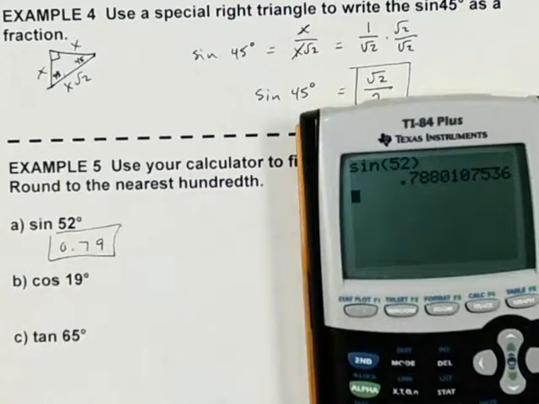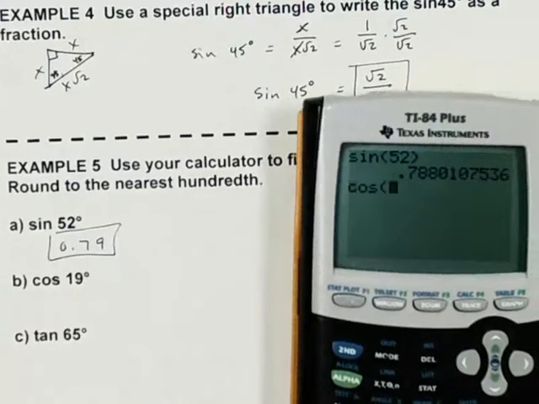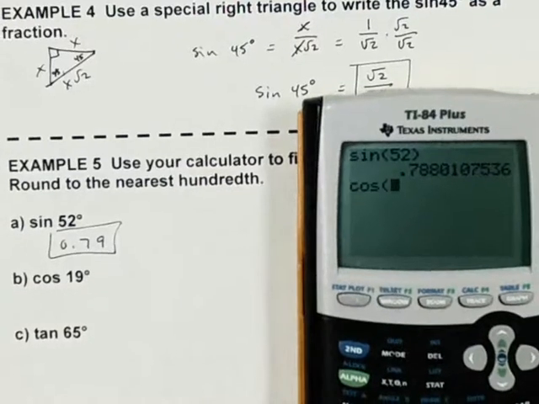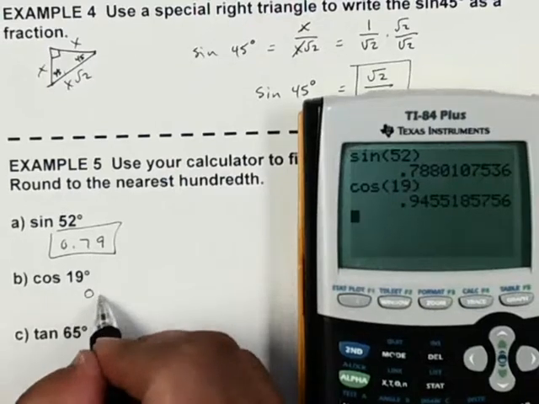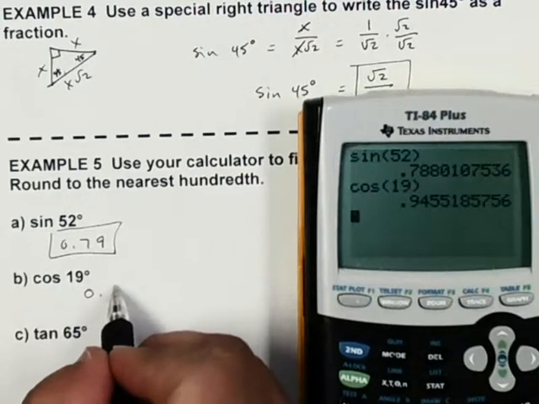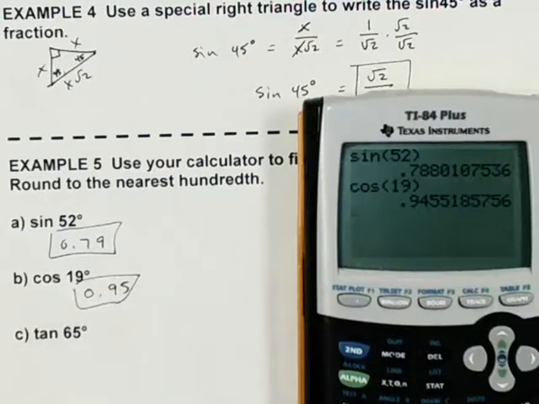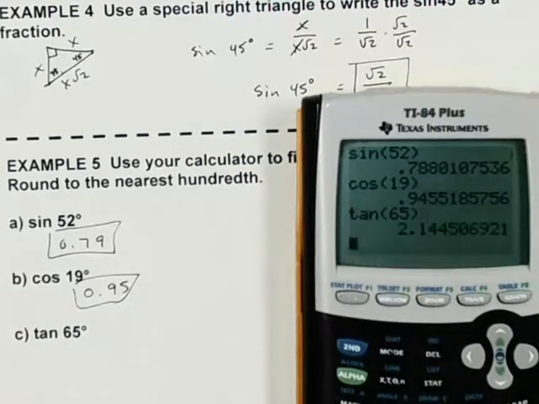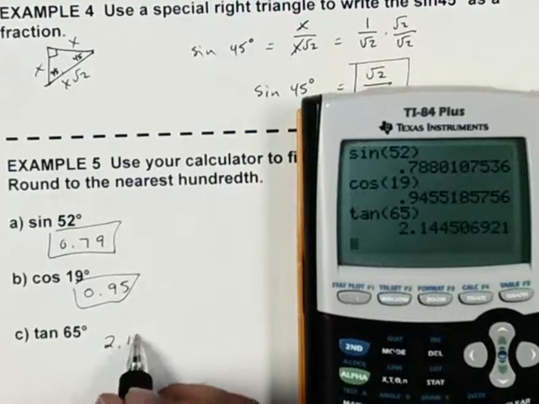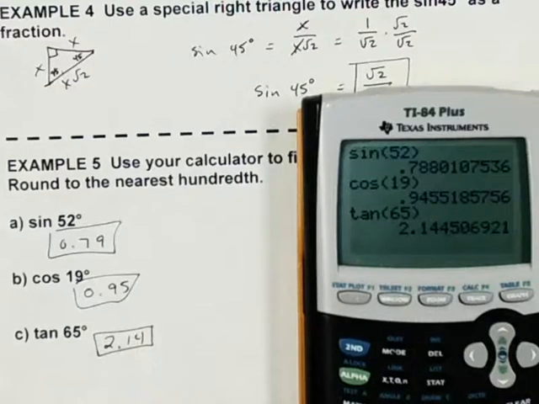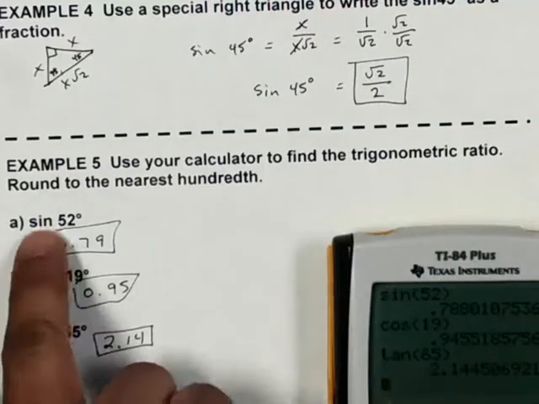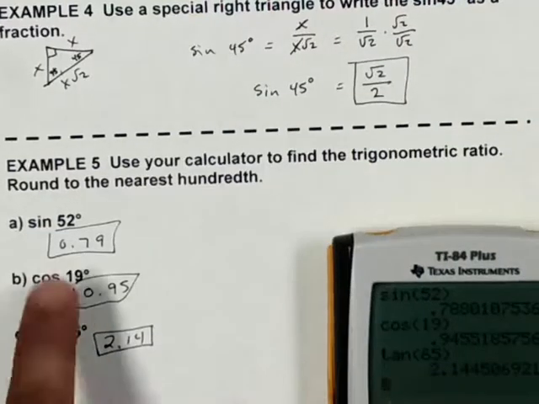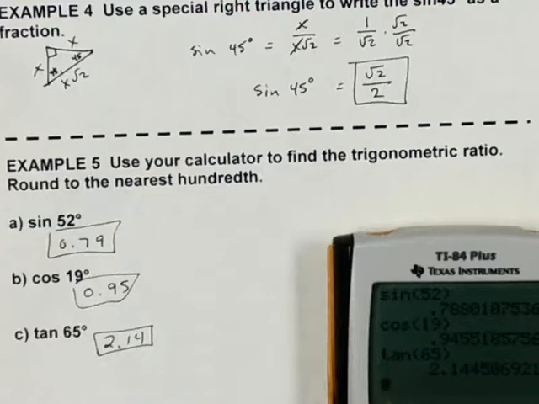for the first one. Then the second one, you just hit cosine, which is right next to the sine button, of 19. All right, rounding to the hundredth place is going to be 0.95. And then tangent of 65 is going to be 2.14. All right, that's it. When it gives you the sine of some angle or the cosine of an angle, tangent of an angle, you actually just put this in the calculator.